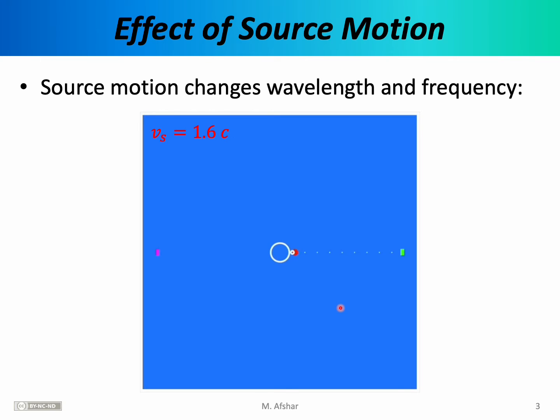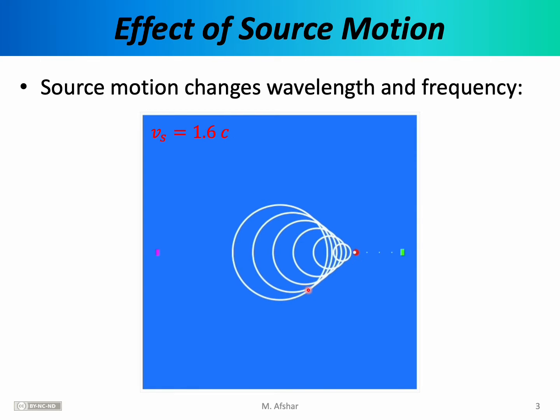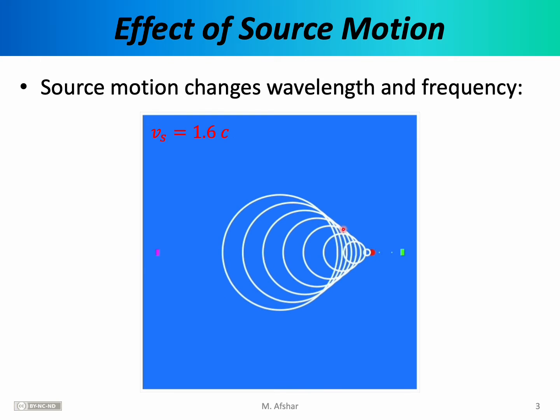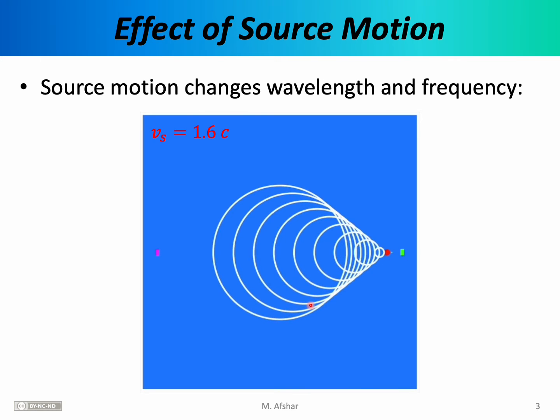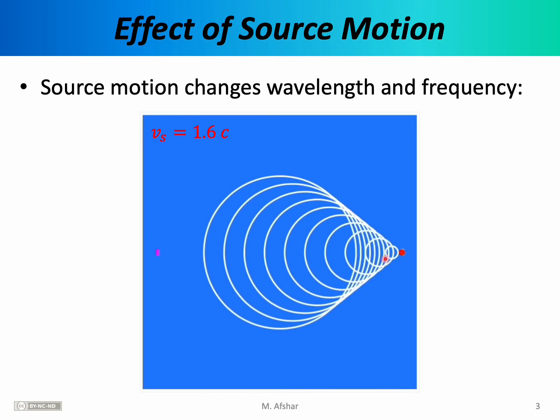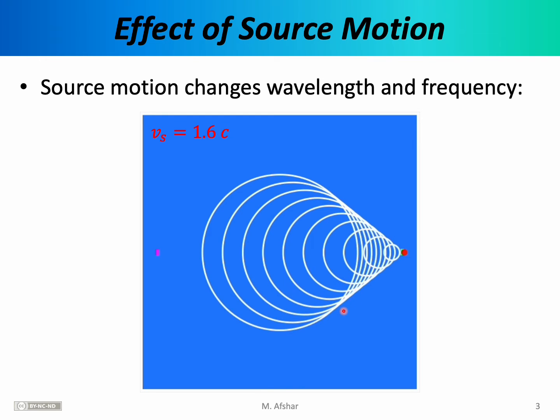We can make the source go even faster and the effect becomes even more prominent. At 1.6 c, there's now clearly a conical region behind the source, and on the edges or the boundaries of this conical region, we have many overlapping wavefronts. This overlapping region is known as a shock wave.